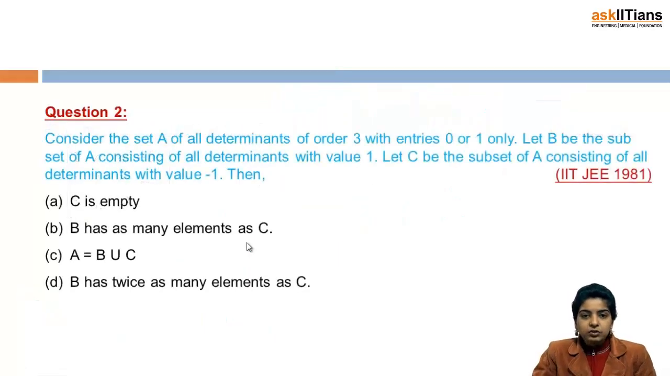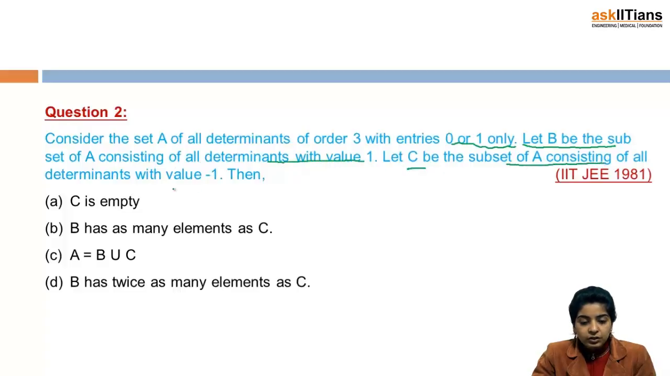Then I have another question based on the concept of determinants, which says consider the set A of all determinants of order 3 with entries 0 or 1 only. Let B be the subset of A consisting of all determinants with value 1. Let C be the subset of A consisting of all determinants with value -1. Okay, what does it say? That A is the set of all determinants of order 3 with entries 0 or 1 only. It is a set of all determinants with entries either 0 or 1. Nothing except that.